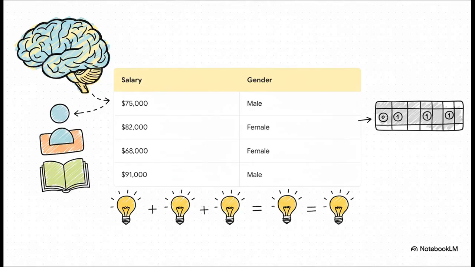Okay, so here's our data in its original form. This is the before picture. We've got our salary column, which is a number, so that's fine. But then we have the gender column, which is full of words, male and female. Right now, this table is a no-go for our regression model.